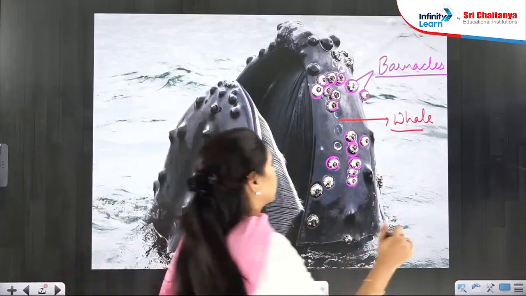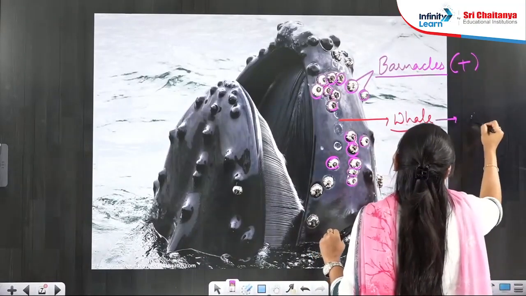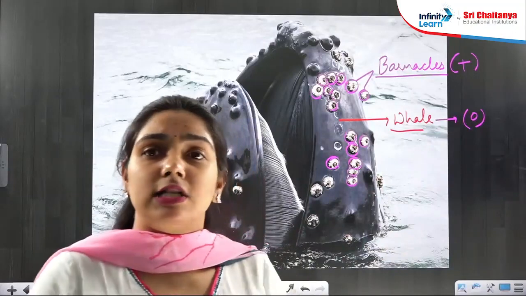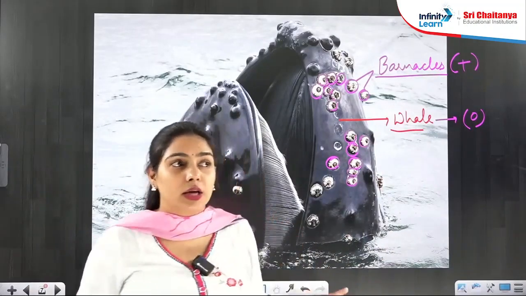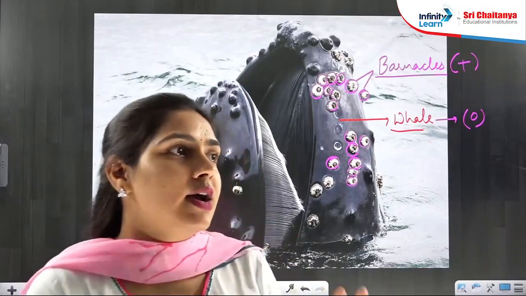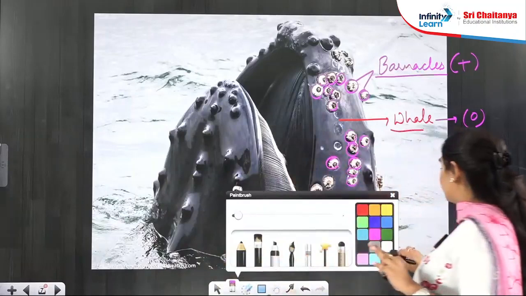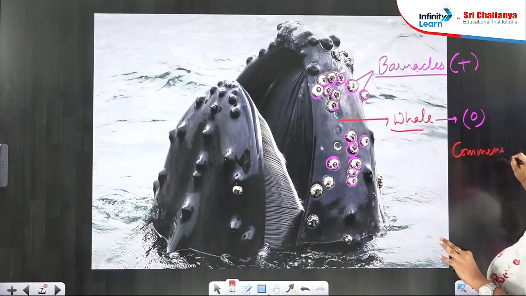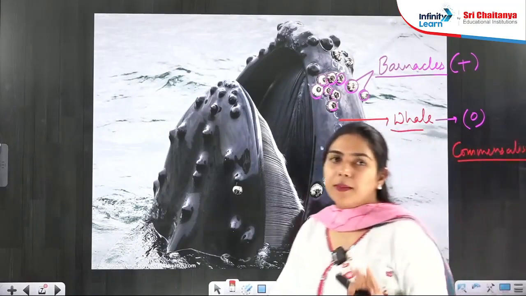So barnacles are getting the benefit here. But again, whale is not getting anything from the barnacles. Not the harm, not the benefit. So again, what is this? This is also commensalism. Plus and zero. Commensalism.